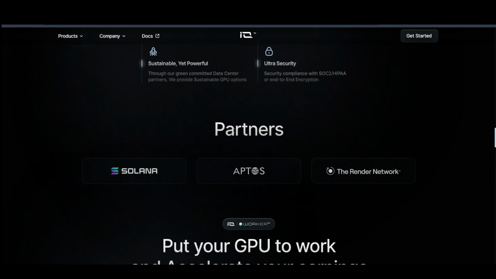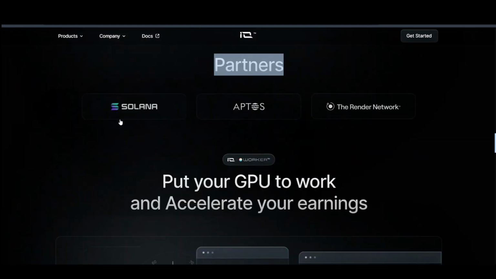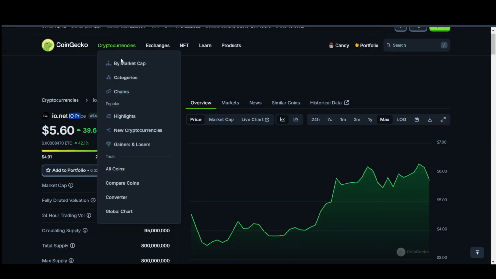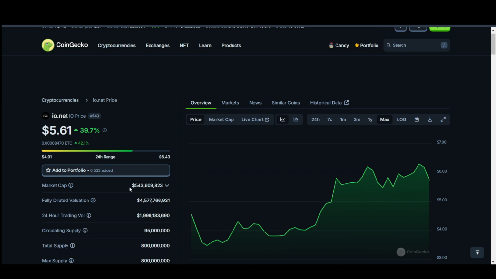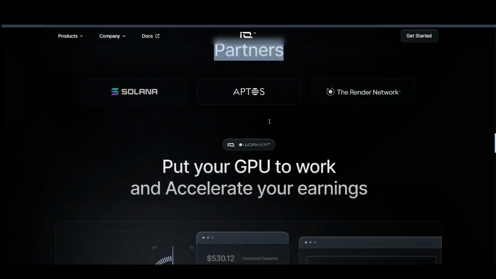If you look at their partners, we have Solana, Aptos and Render Network. These three are pretty big ones, and I think that could be one of the indications that this coin is still slightly undervalued, and I think it could actually end up hitting 600 million or 700 million market cap because of these big partners.